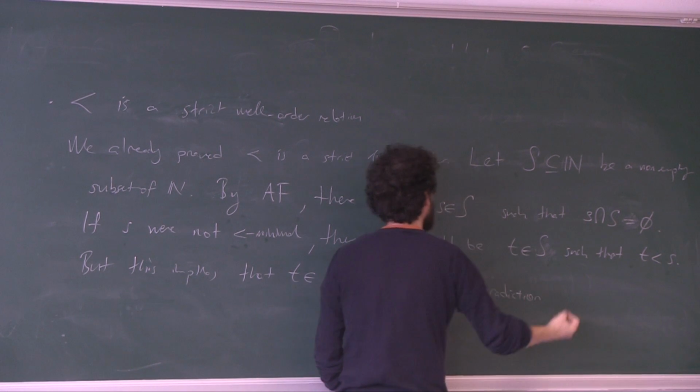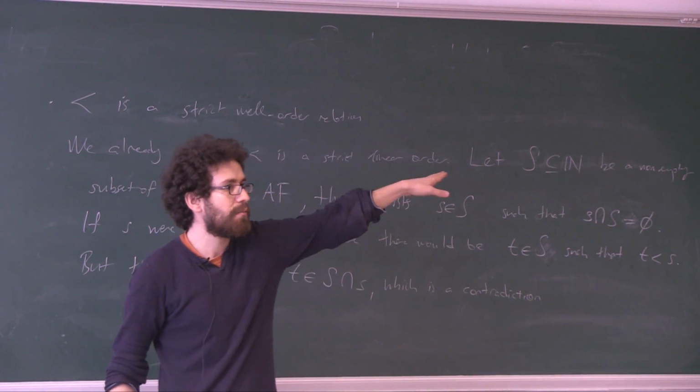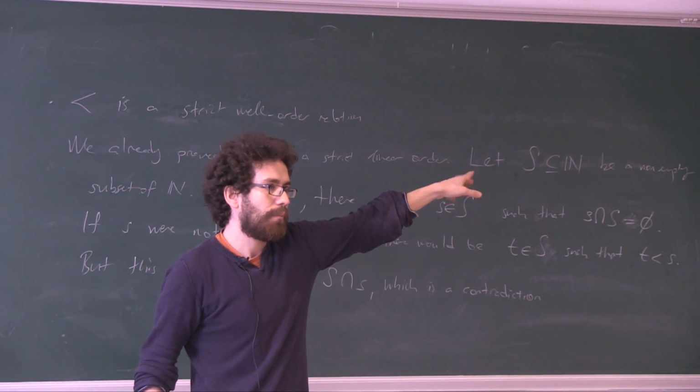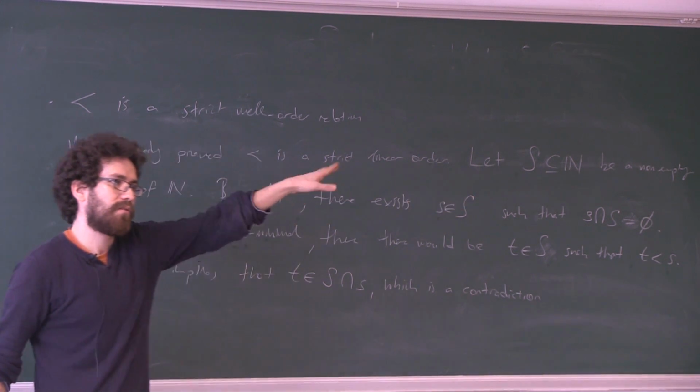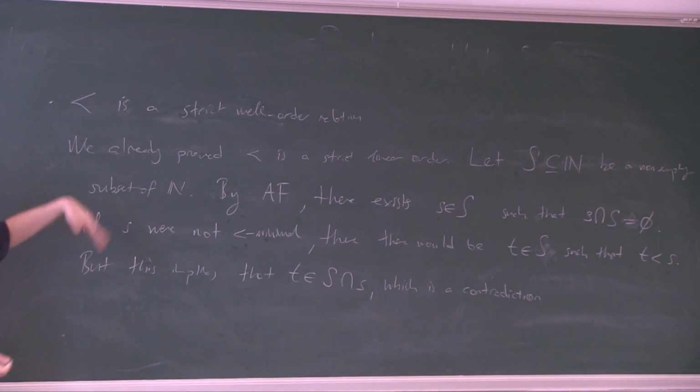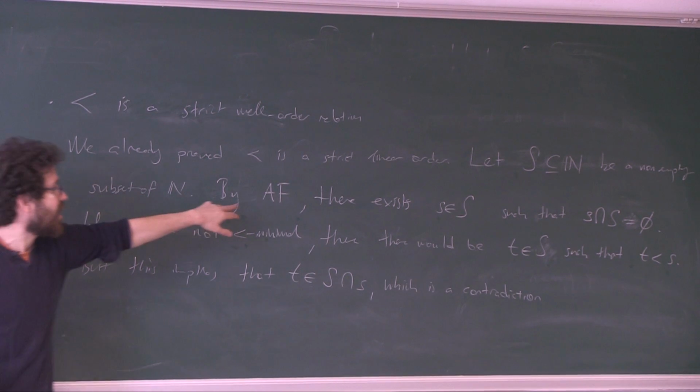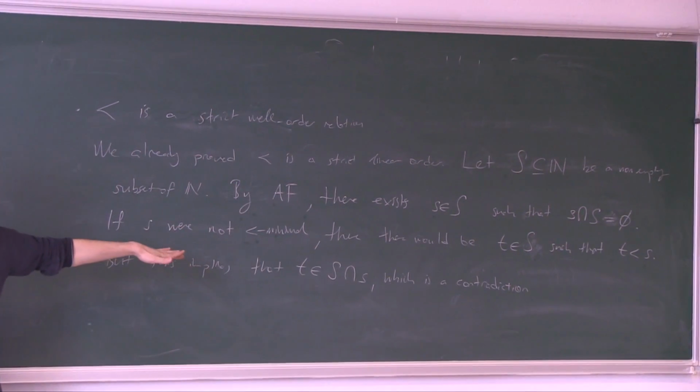So every non-empty subset of natural numbers has a minimal element with respect to the membership relation, okay? With respect to the strict less than relation. As I said, you can prove this by induction without using the axiom of foundation, but this is way shorter, okay?